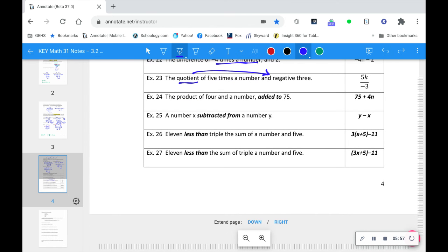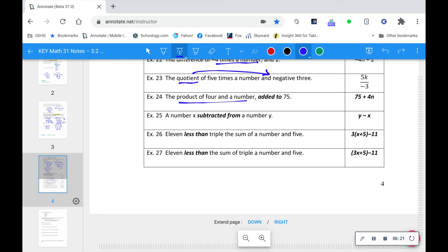Okay, we have a reversed addition here: the product of 4 and a number, and then added to 75. The 75 is at the back of the sentence, but the front of the mathematical sentence. This is a reversed addition. And then up here, the product means times, so we're multiplying 4 on the number, and you can see it right here.